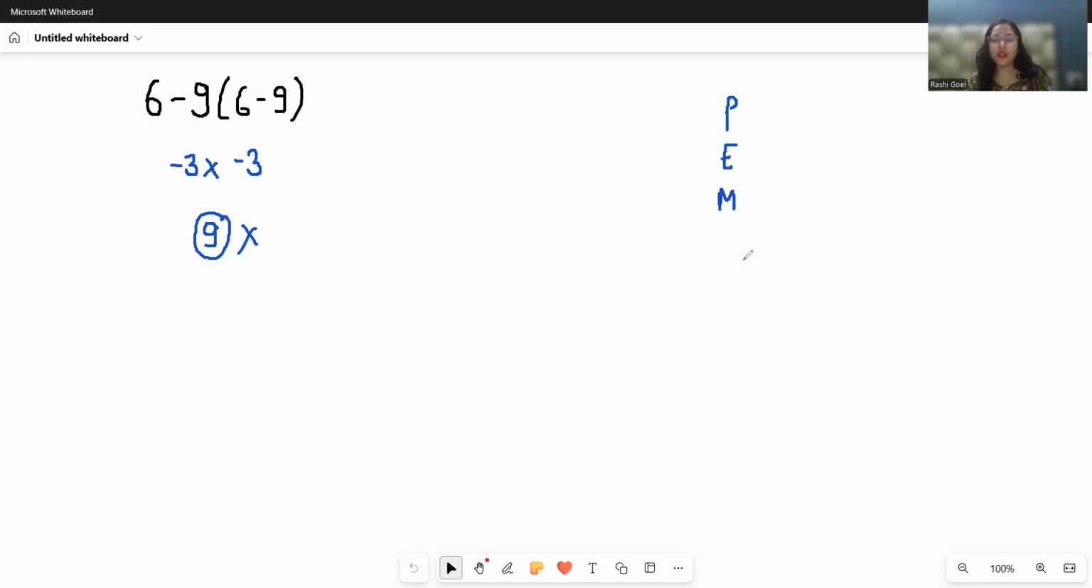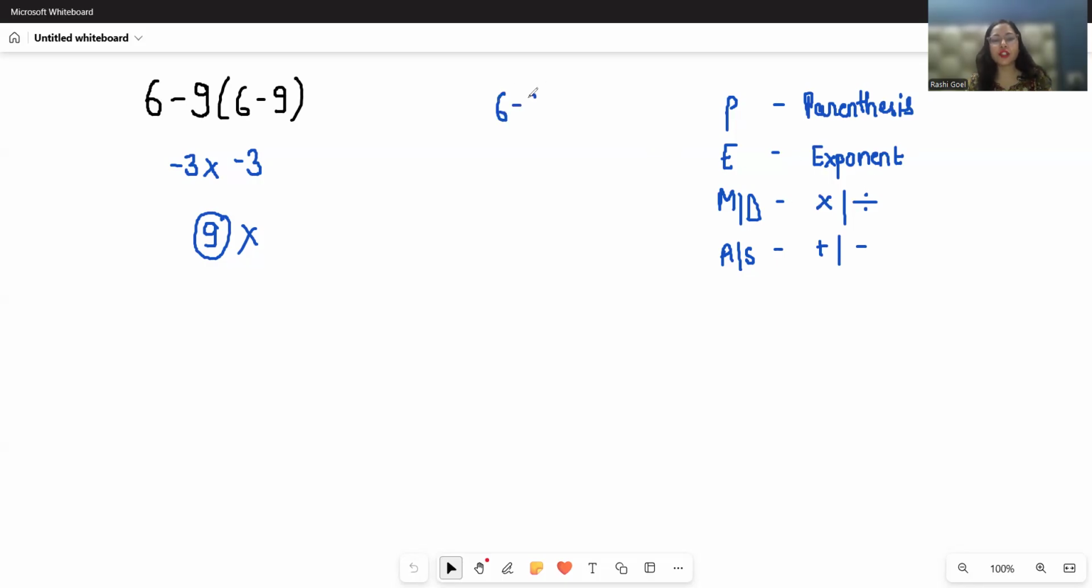This rule helps you to decide what operation you have to solve first. So here P stands for parenthesis, E stands for exponent, M stands for multiplication, D stands for division. Both multiplication and division have the same priority. You just need to solve it from left to right. Similarly, in the case of addition and subtraction, both have the same priority. You just need to solve it from left to right.